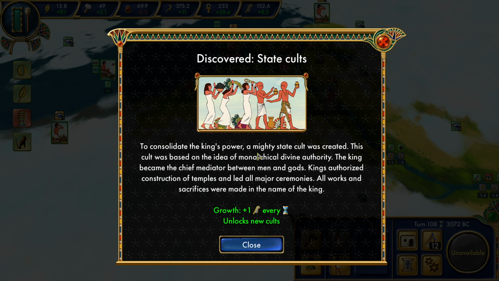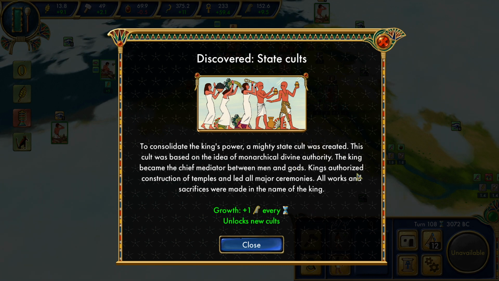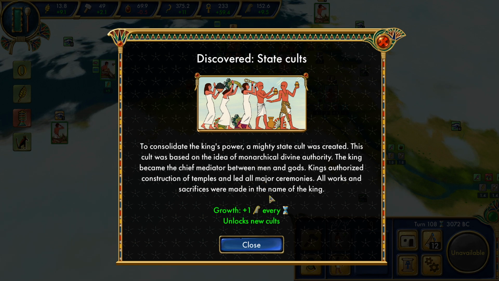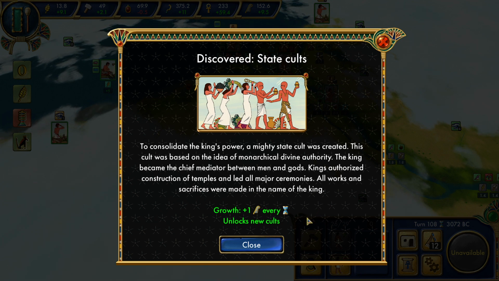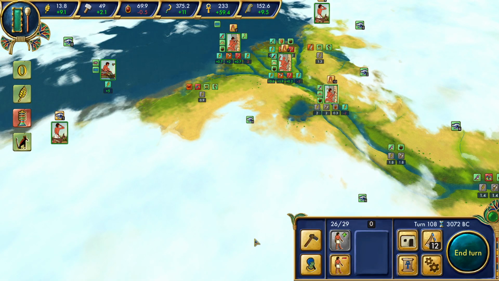So, to consolidate the king's power, a mighty state cult was created. This cult was based on the idea of monarchical divine authority, and you can see the kings becoming very powerful in terms of their religious authority and also temporal authority. The king became the chief mediator between men and gods, authorized construction of temples, led all major ceremonies, all works and sacrifices made in the name. You're getting the idea. The king's power is verging on absolute at this point. And the favor is nice, but the new cults are where this really matters.